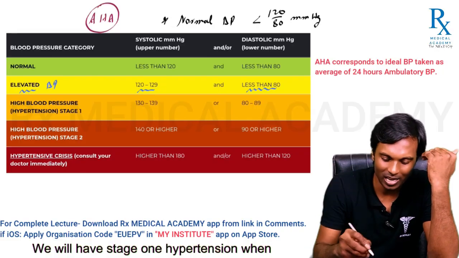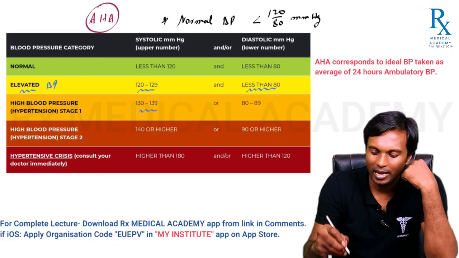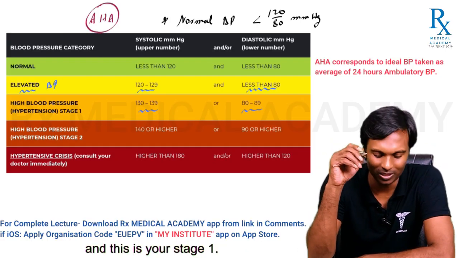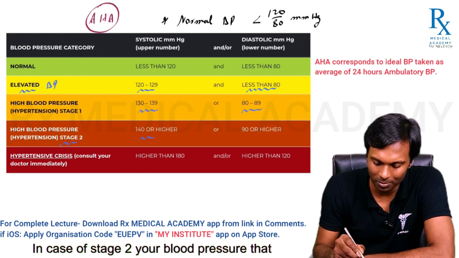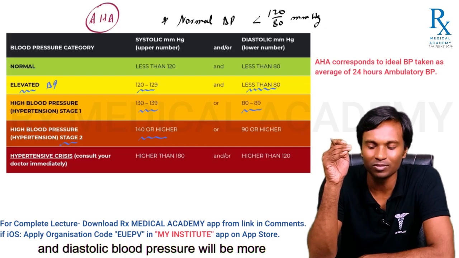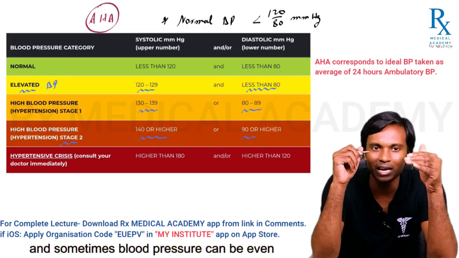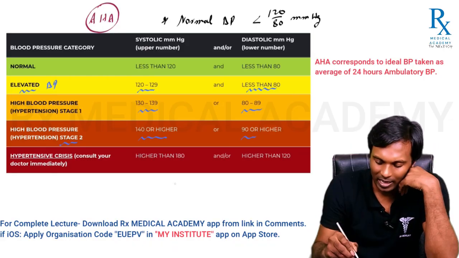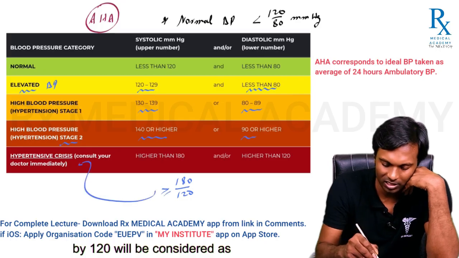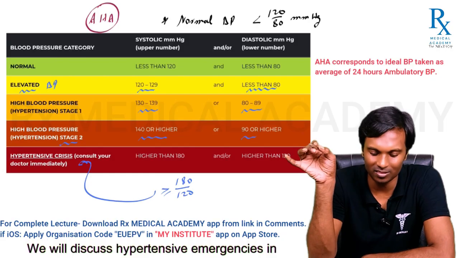We will have stage 1 hypertension when systolic BP is in the range of 130 to 139, and for the first time diastolic blood pressure is going to increase, and this is your stage 1. In case of stage 2, your systolic blood pressure will be more than 140 and diastolic blood pressure will be more than 90. So these are stages of hypertension, and sometimes blood pressure can be even higher. Any blood pressure more than 180 by 120 will be considered a hypertensive crisis. We will discuss hypertensive emergencies in detail.